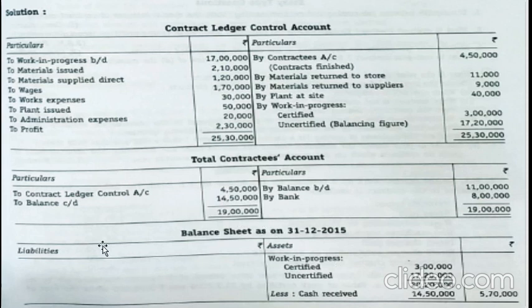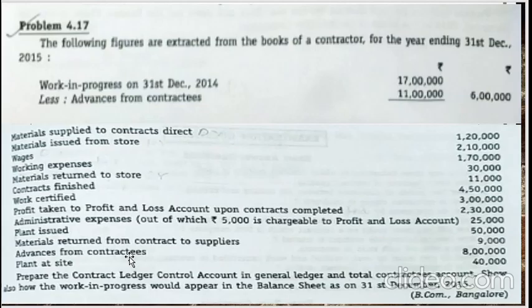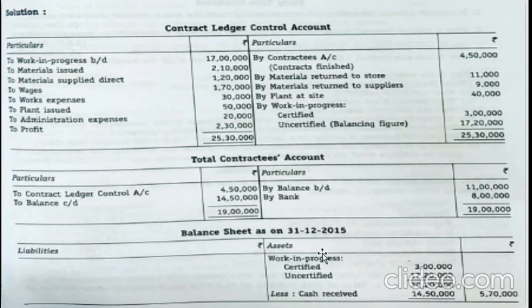Next, balance sheet as on 31st December 2015, liabilities and assets. In the question they have not given any information about liabilities and assets separately, so we will be showing only your work in progress items. Work in progress, certified, uncertified. Certified is 3 lakh, and uncertified, which is the balancing figure from your contract account, is 17,20,000. So the total will be 20,20,000.